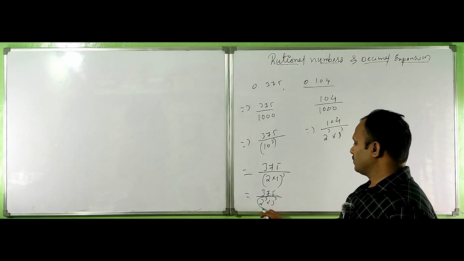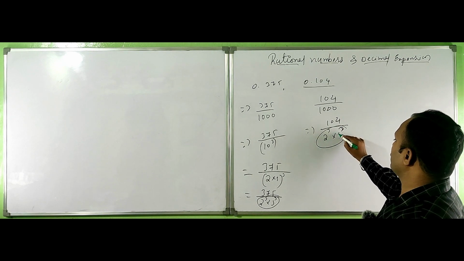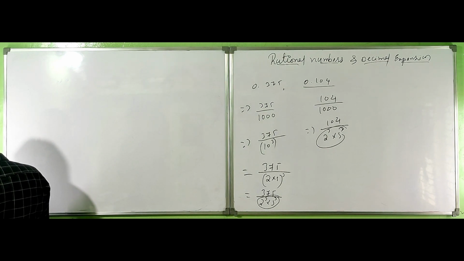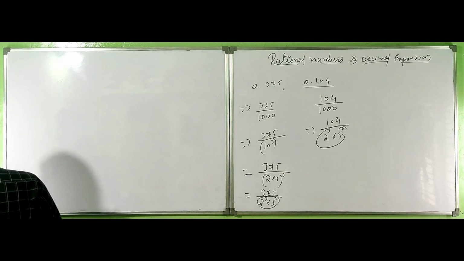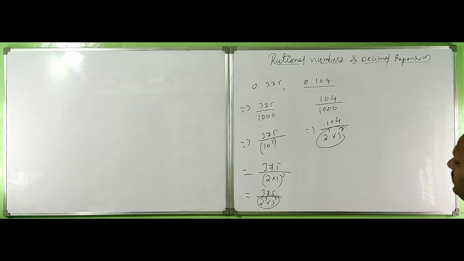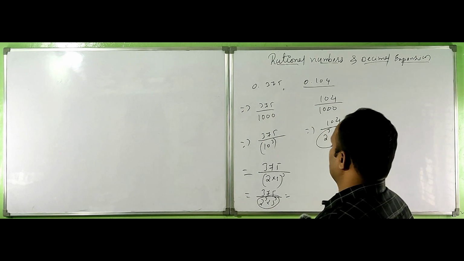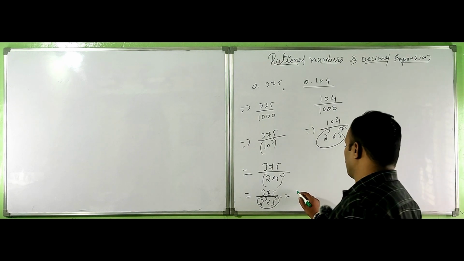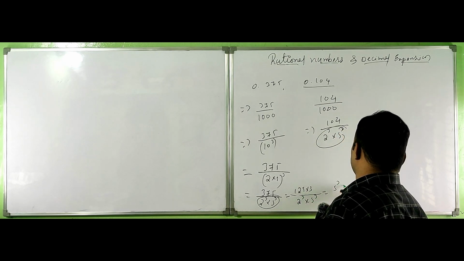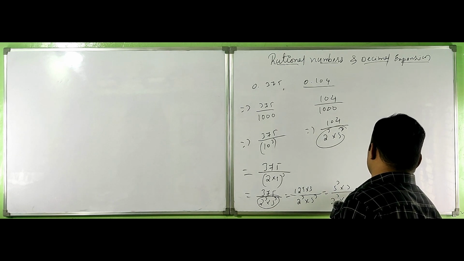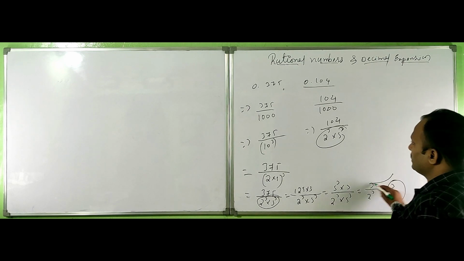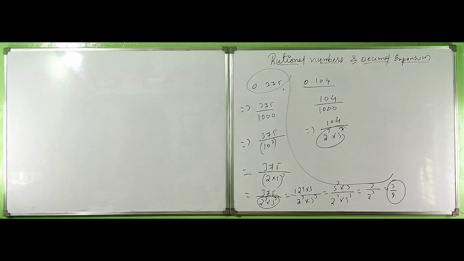Okay, this is important. Here we have 2 and 5, 2 and 5, 3, 5 to the power 3. Okay, next. This we can write as 125 into 3, that is 2 cube into 5 cube. This is 5 cube into 3 by 2 cube into 5 cube. This can be written as 3 by 2 cube, which is 3 by 8. Yes, the 3 by 8 expansion is 0.375.